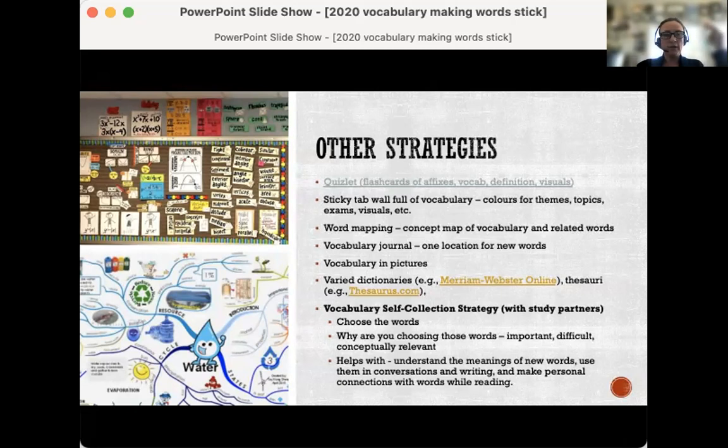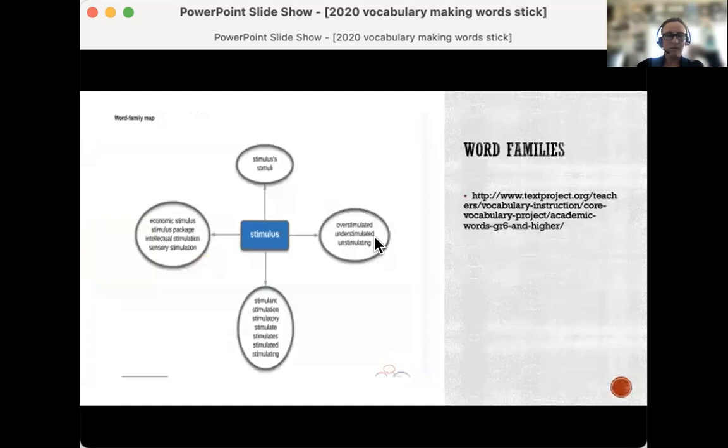So every time you're waking up, or every time you're looking at something in your everyday space, you might organize it according to themes and topics and things like that, right? Certainly that can be done with sticky tabs on a wall. I showed you word mapping already, which is really what that is.